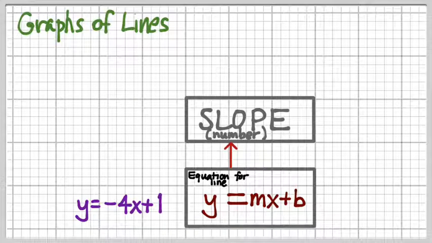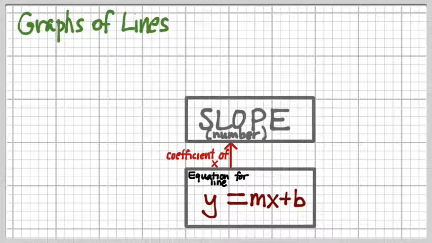But if I have an equation and I want to just read the slope off of it, then all I'm going to do is select the coefficient of x. The coefficient of the x is how we read the slope off of an equation, y equals mx plus b. So that's how we can go from an equation to a slope.